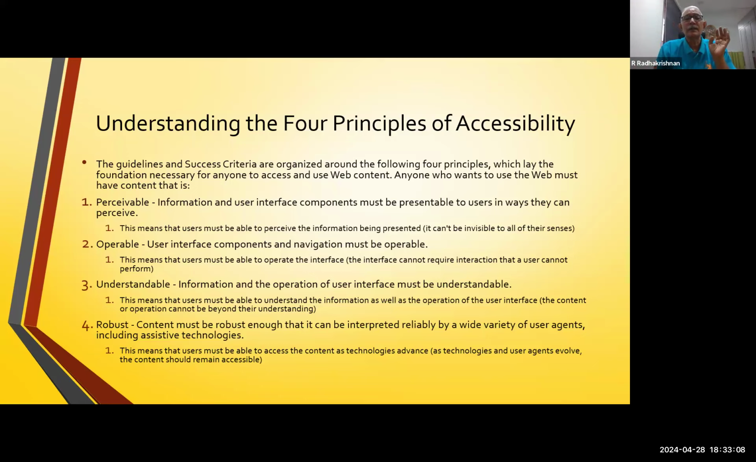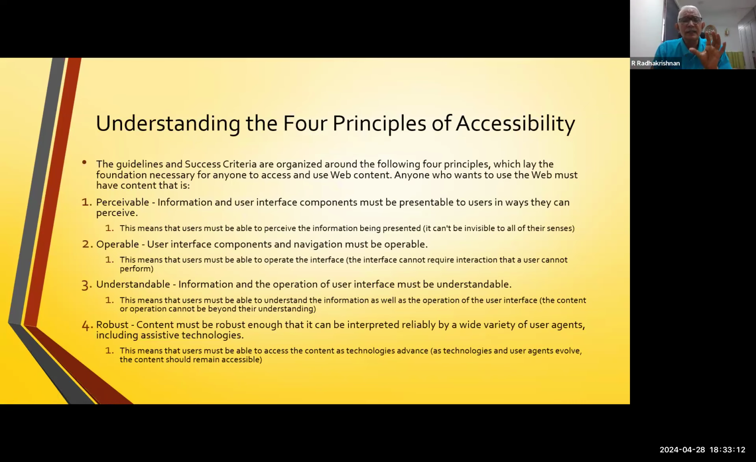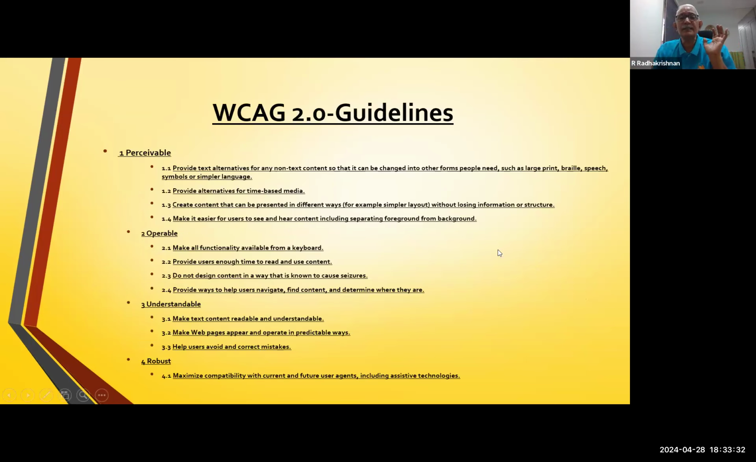When you are trying to understand the Web Content Accessibility Guidelines, it follows the four principles of accessibility. That means it has to be easy to use, and even as the technologies keep improving, one should be able to easily access the content. This is what is known as WCAG. Under these four principles, they have laid down some guidelines.